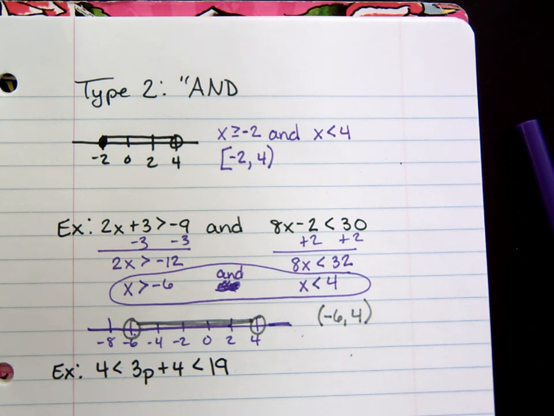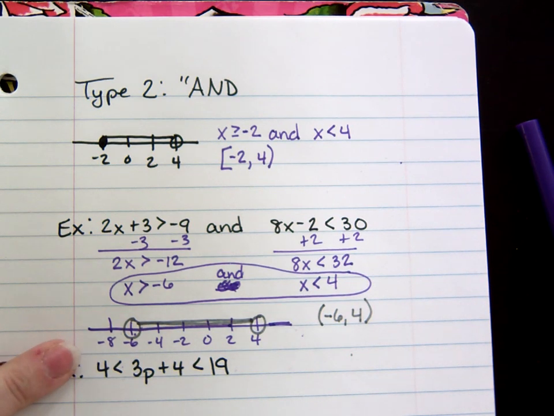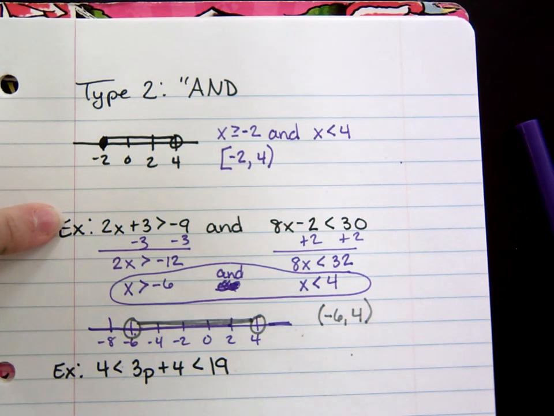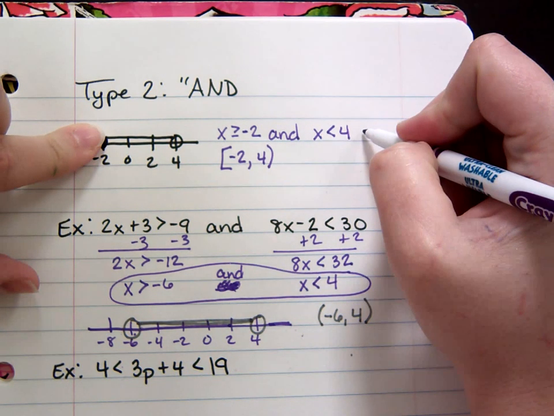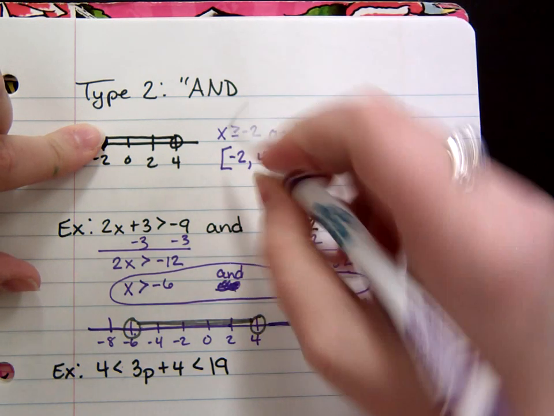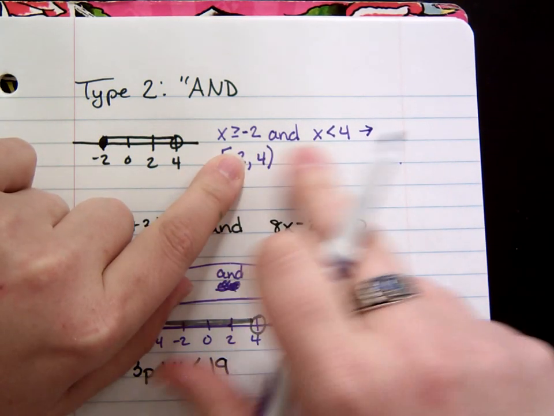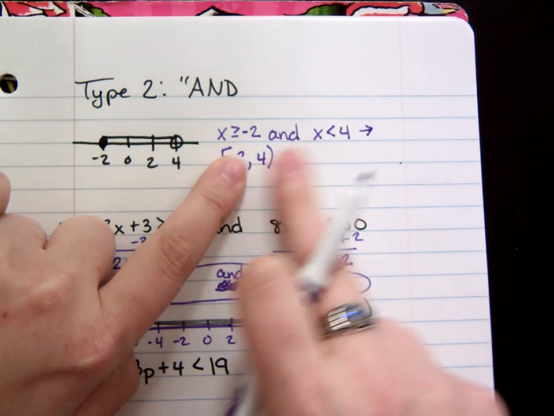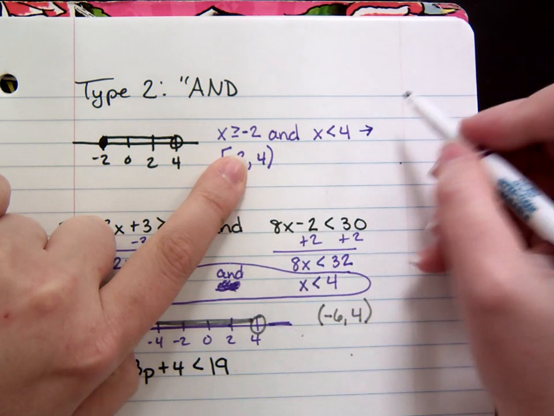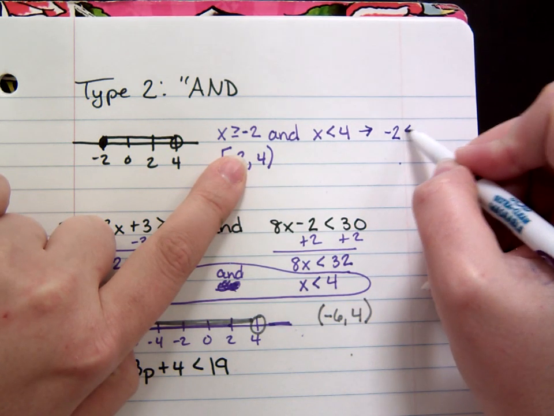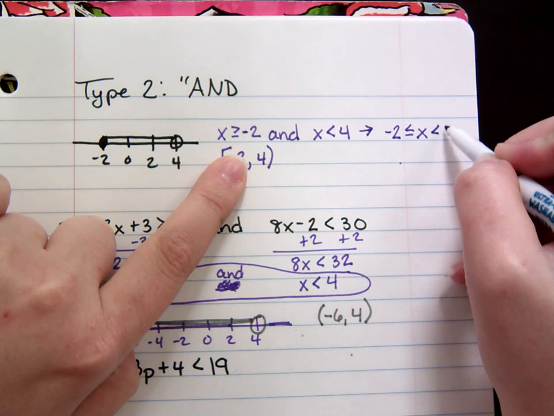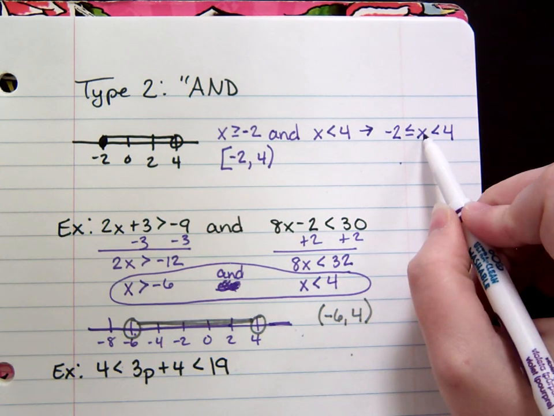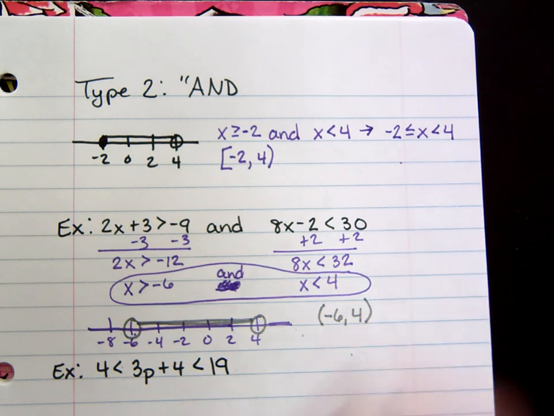Now you'll notice that my next example looks a little bit different from what I have here. It's written in a condensed form, and I can write this in a condensed form as well. These two separate inequalities I can write together in one: -2 is less than or equal to x is less than 4. This is telling me that x is somewhere between -2 and 4. This is written in the same way.